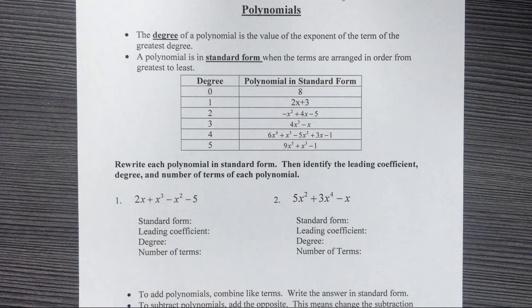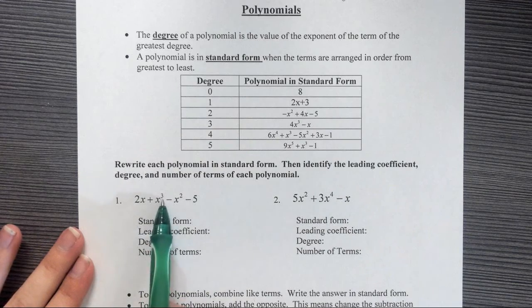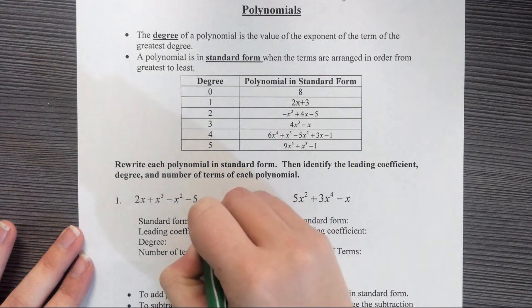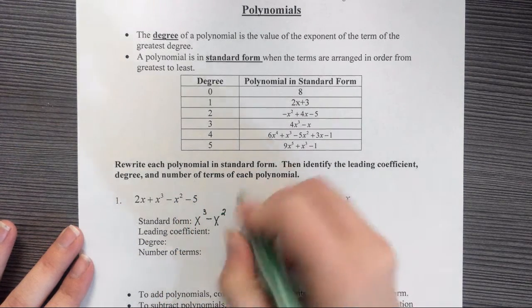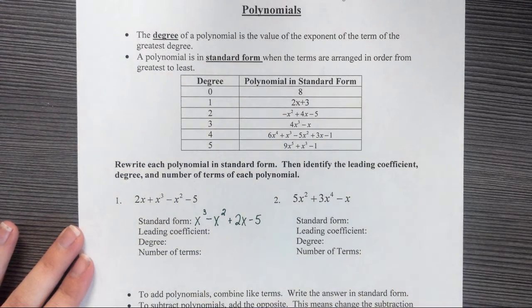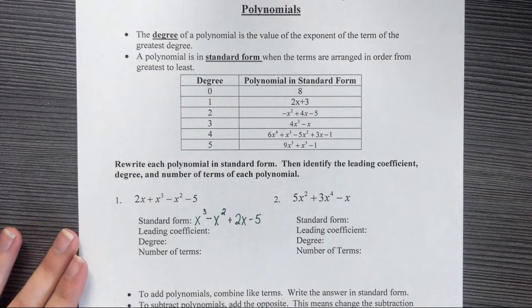So we're going to rewrite each polynomial in standard form. So what we need to do is put them in order from greatest to least. In order to do that, we have to rearrange all of these so that they're in standard form. So your standard form should be x cubed minus x squared plus 2x minus 5. So you always want to keep your signs associated with it as well.